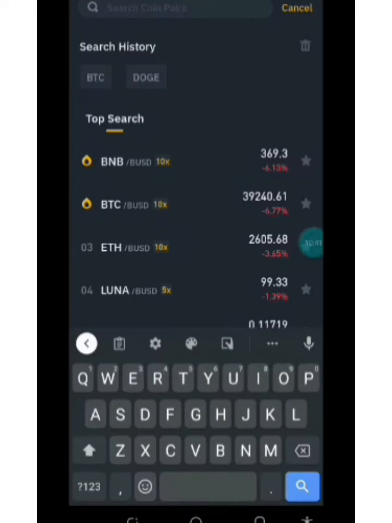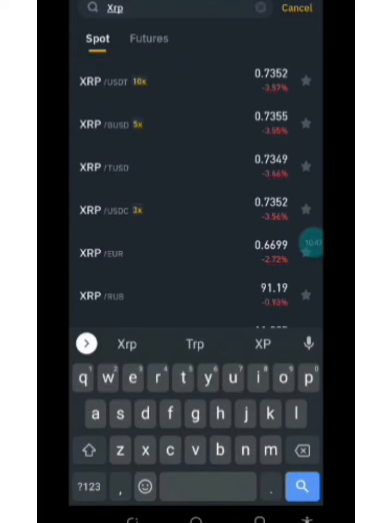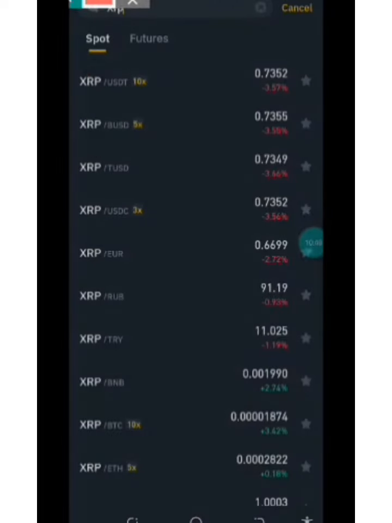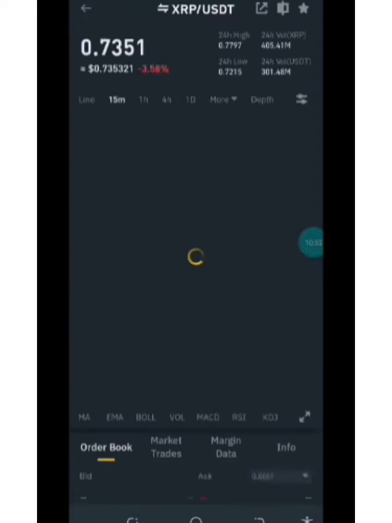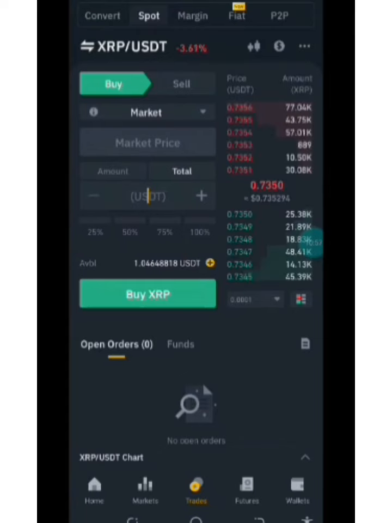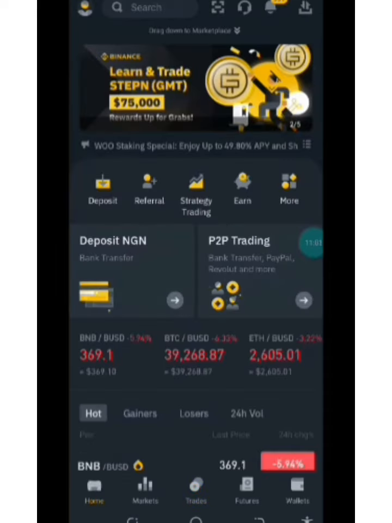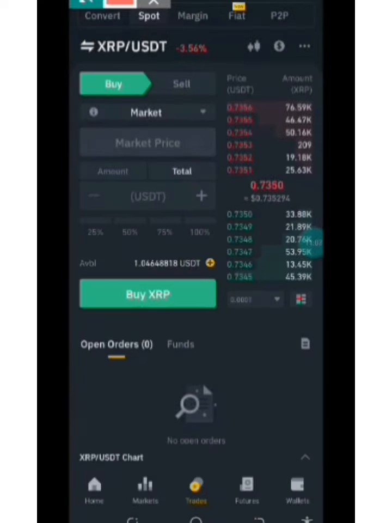Let me type another coin. Let me say XRP. You can see it here, XRP USDT. Because I clicked on XRP, that's how we get to trade. So this is actually trading. But you can decide not to go to the market before you get it. You can just come to trading straight up, and you can also see the same thing.